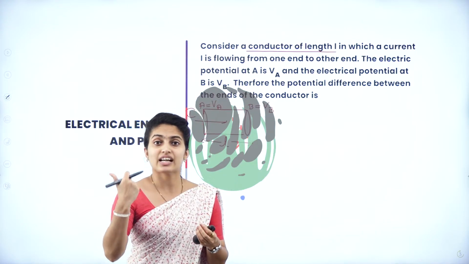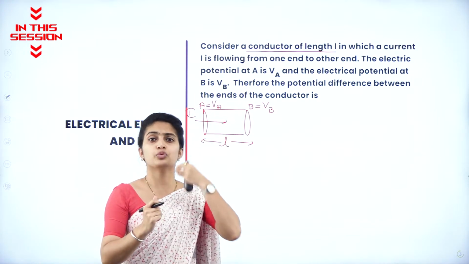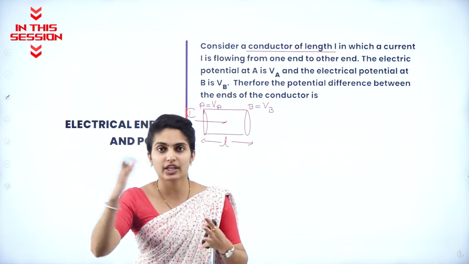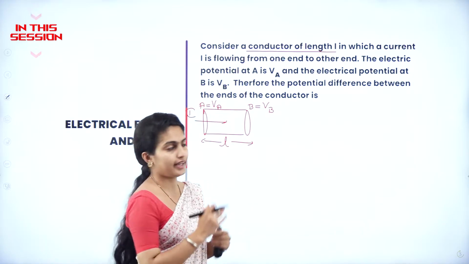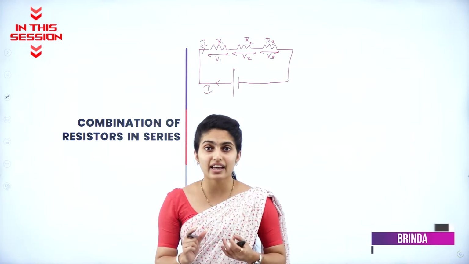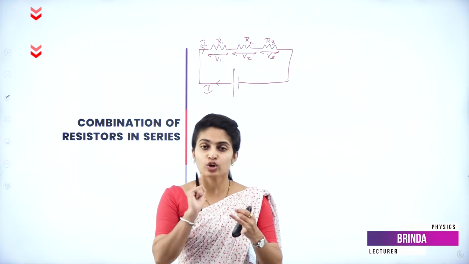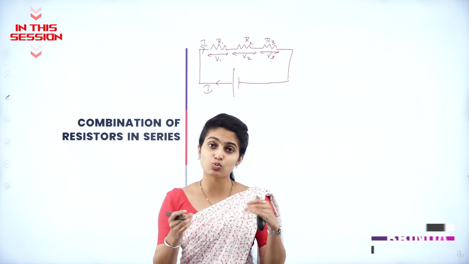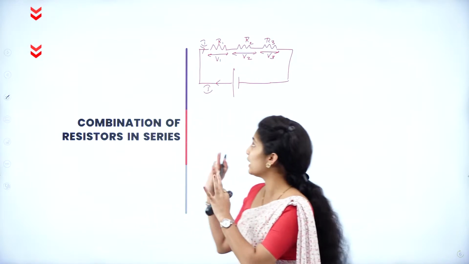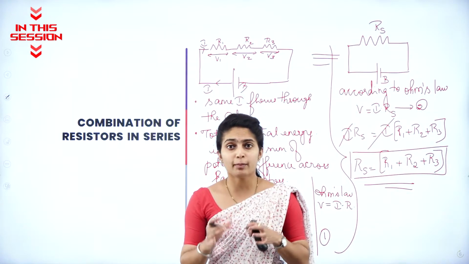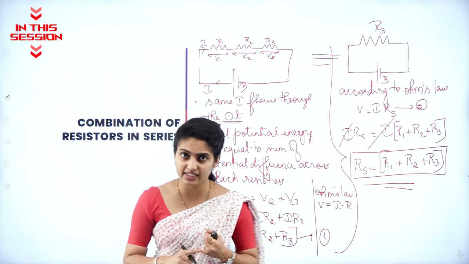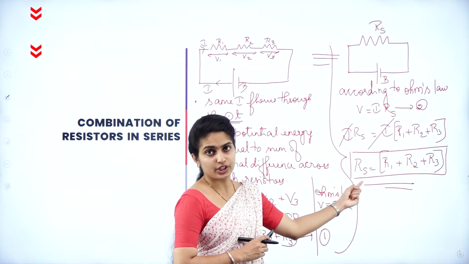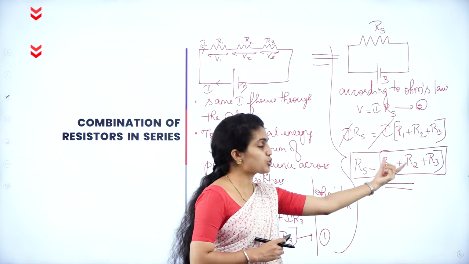Suppose you consider the end A of the conductor to be at very high potential, that is, the A end possesses higher potential than that of the B end. Each resistor carries V1 potential, V2 potential and V3 potential. So this is a sentence I framed myself just by looking at this diagram. When a number of resistors are connected in series, the equivalent resistance is equal to the sum of the individual resistances.